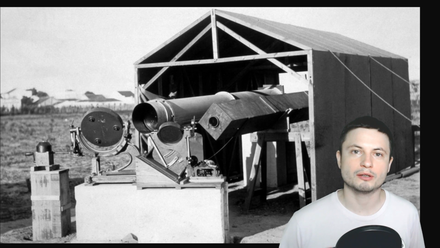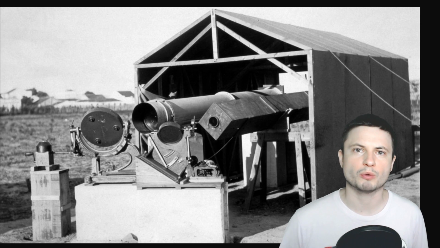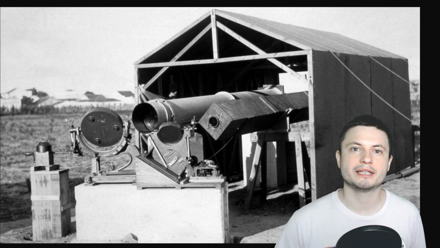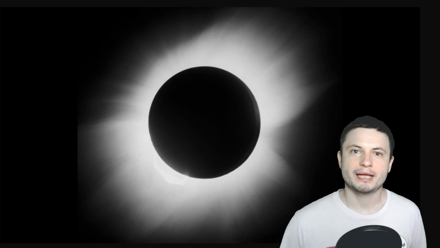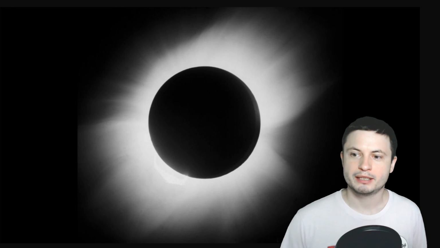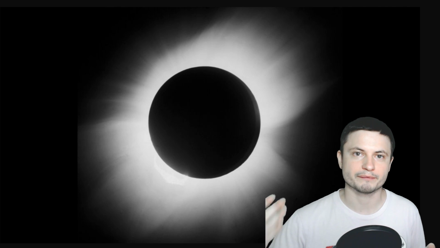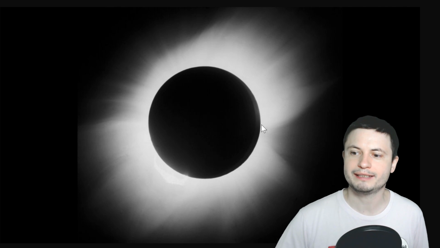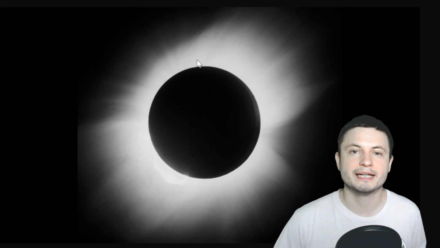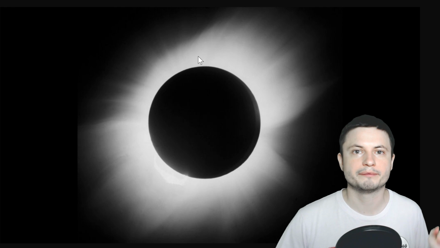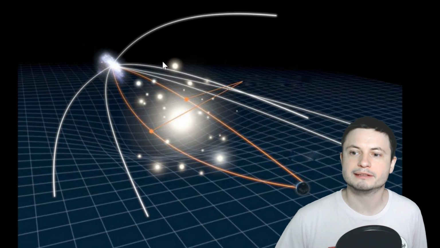This was done using two sets of telescopes. One set was placed somewhere in Brazil and one was on the west coast of Africa. Both were observing the 1919 solar eclipse. The reason they picked a solar eclipse is because the moon basically blocks the sun, and so you can look at the edges of the sun right here and try to detect starlight that passed really close to the sun, thus experiencing the lensing effect.